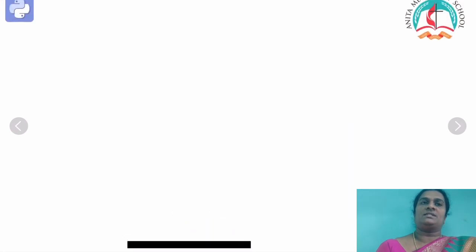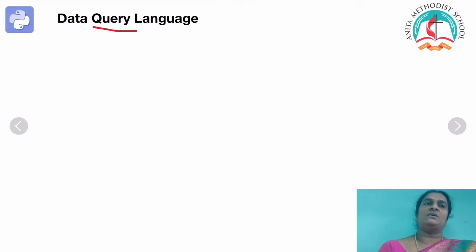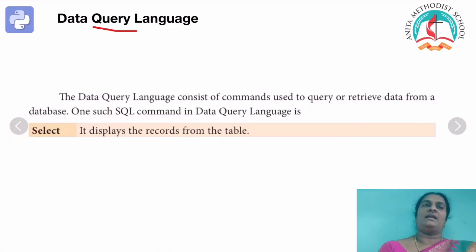What's the last thing we are going to see here? The last thing is data query language. As the word says, queries, what do you understand, children? We are using only the select command here to take any information from a database. That is called data query language. You can retrieve data from a database. Only one SQL command is used here, select, to retrieve the data.